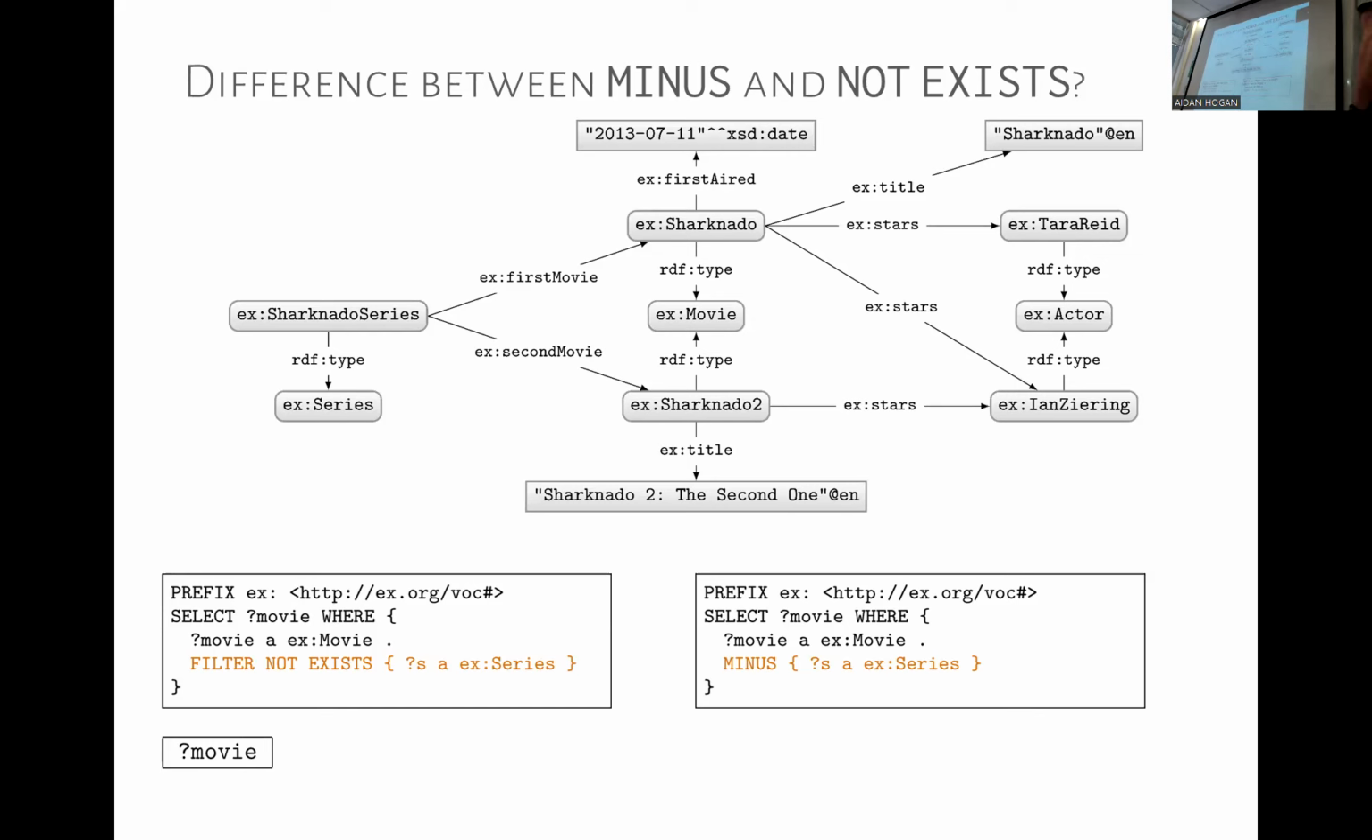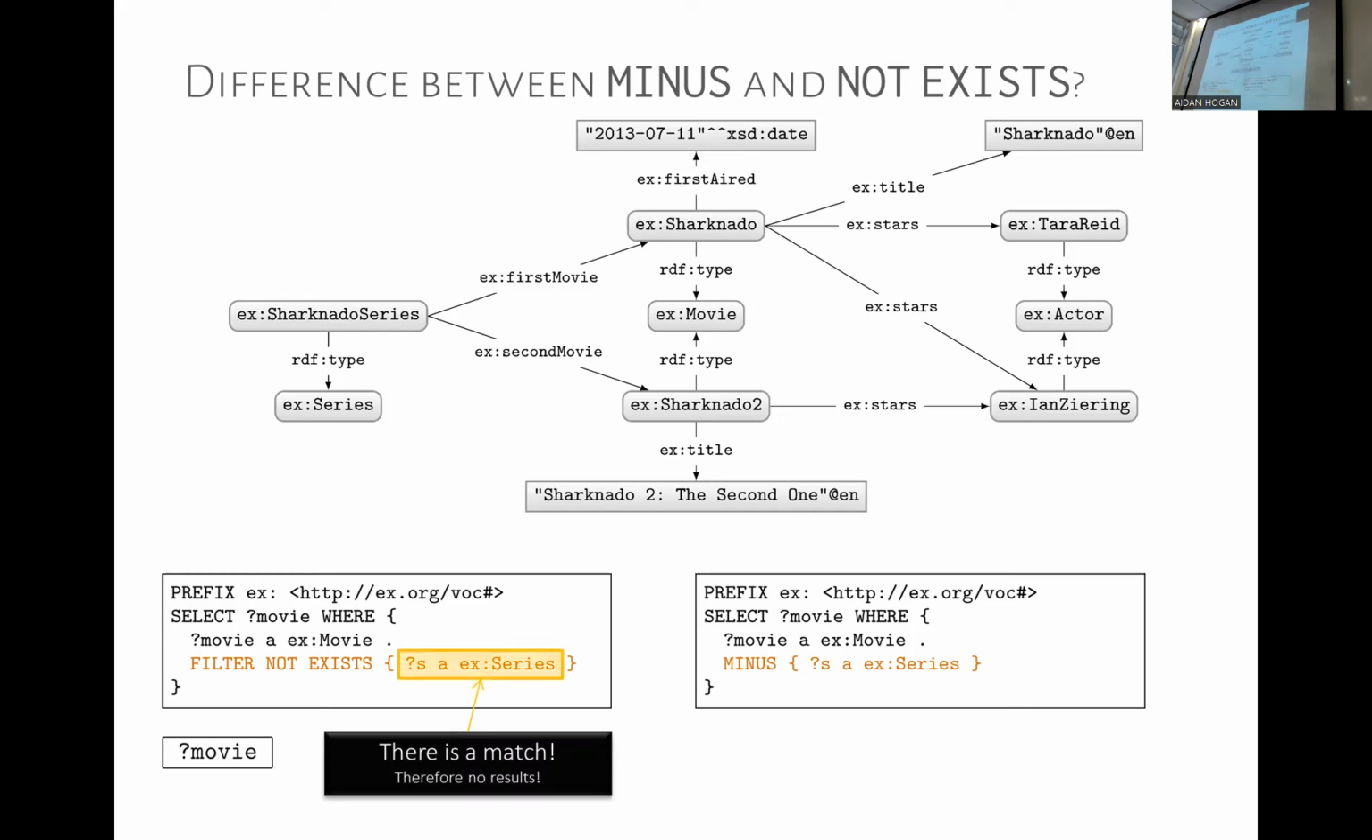In this case, we remove anything that joins, something called an anti-join. But there's an additional rule in minus, which says that if there's no variables in common, that also doesn't count, so we don't remove anything. So we need to have at least one variable in common, and we have to then avoid a join. So in this case, there is a match, so we return no results here. In this case, we'll actually return Sharknado and Sharknado 2 because there's no variable in common. It doesn't affect anything. It's redundant.